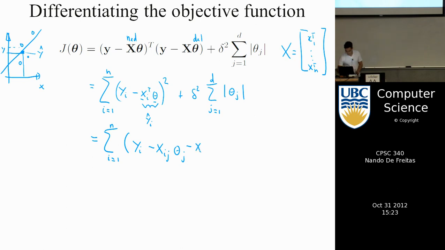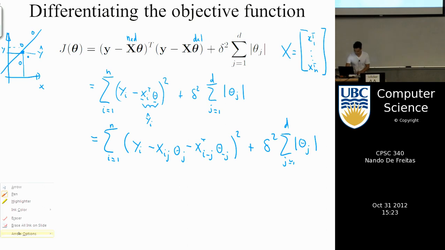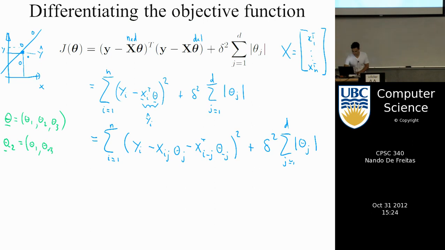And then I'm going to introduce this notation xi minus j. By that I mean all the x's but excluding the j, times theta minus j, squared, plus delta squared sum over j equal 1 to d of theta j. Let me make that more clear. If theta is equal to theta 1, theta 2, and theta 3, so the vector theta, then theta minus 2 is equal to theta 1 and theta 3. So theta minus j just means I removed theta j from this, and I put it here. So I still have the same thing.